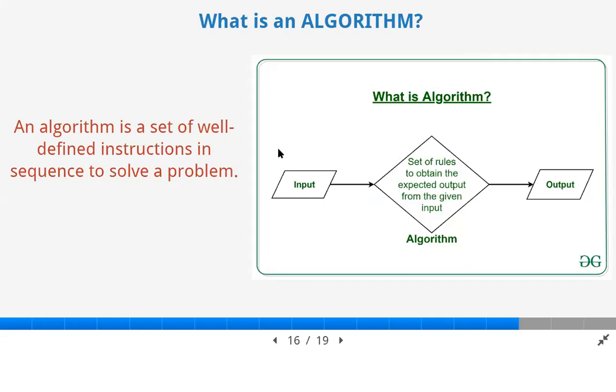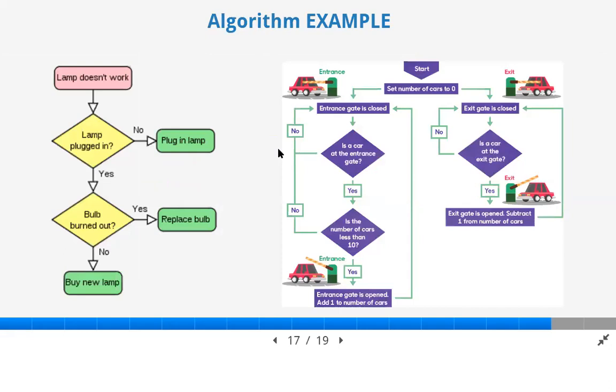So this is another illustration about algorithm. An algorithm is a well-defined instruction from its input to have an output. And this is a good example of an algorithm. When you find that your room becomes dark because the lamp doesn't work, then what do you need to do? You have to check whether the lamp is plugged in or not. Is there any electricity or not?